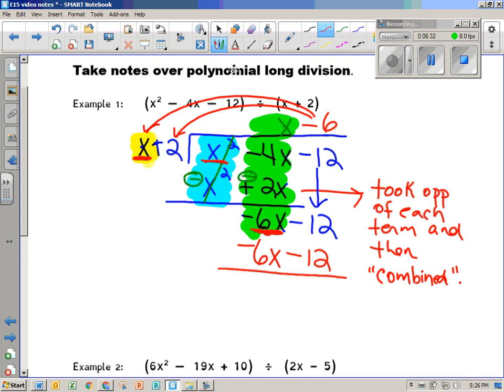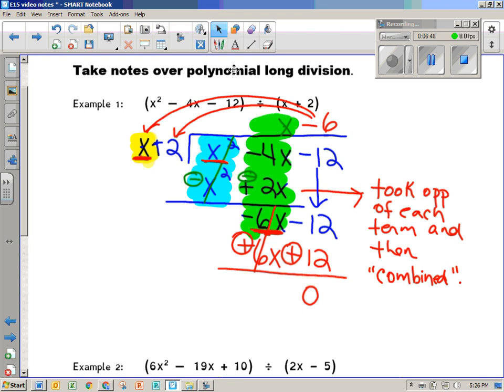When you subtract, it's going to be 0, but if I follow my rules where I change the signs and circle it, these cancel. Negative 12 plus 12, that's 0. So we have no remainder.